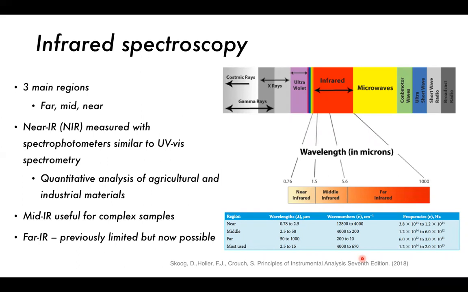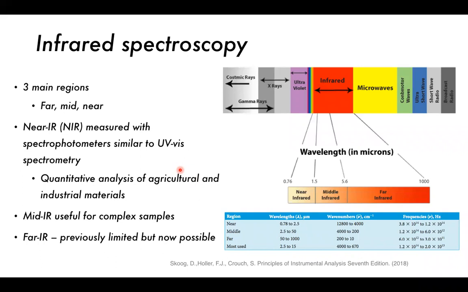Up to 4,000 is important because a lot of the absorbances of things like water and alcohols, anything which has got an OH group, happen there. Other absorbances in that region are really good markers for the presence of a compound. Things like nitriles, so CNs. Then we have CO bonds, we have double bonds and single bonds. Those all happen in that region of about 1500 to 4000 wave numbers. So near IR, NIR, is measured with spectrophotometers similar to UV vis spectrometry.